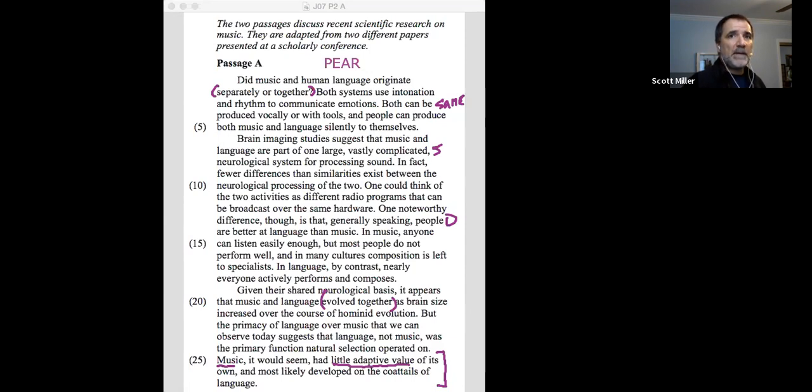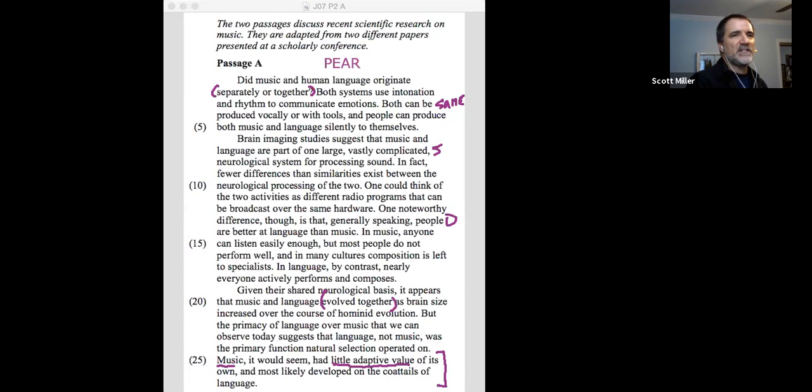Well, be careful because they do say right there in line 19 and 20, the last paragraph, it appears that music and language evolved together. So they're not saying that language evolved before music. They're saying it appears that they evolved together. But they do say that language seems to take precedence over music. Language seems to be more important than music, right? Music had little adaptive value of its own, most likely developed on the coattails. Maybe coattails was where you thought that it evolved later.